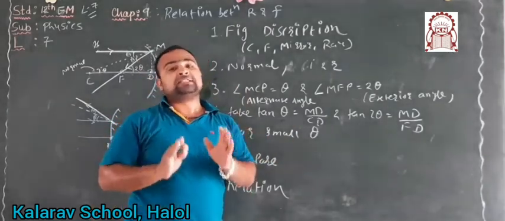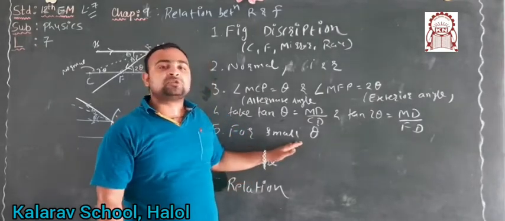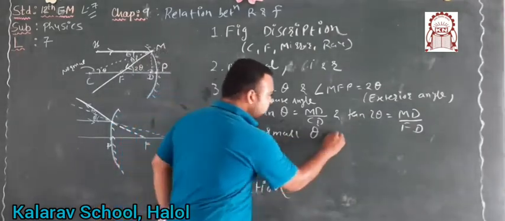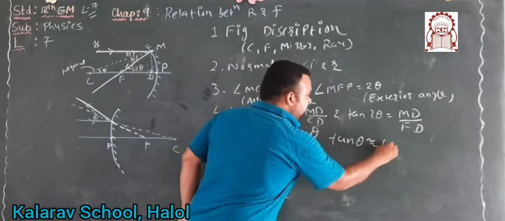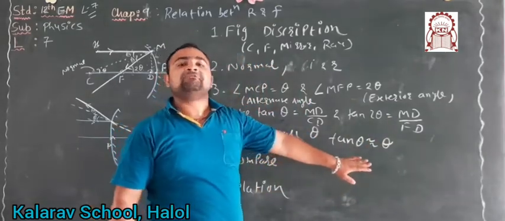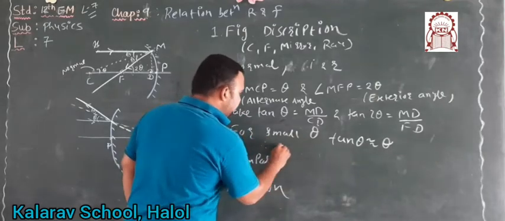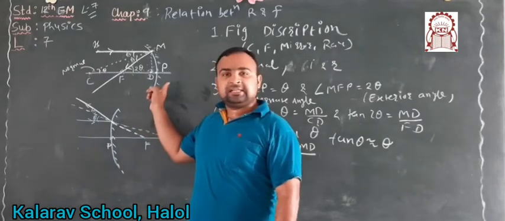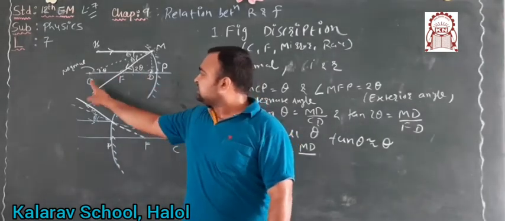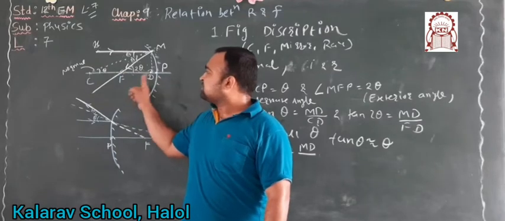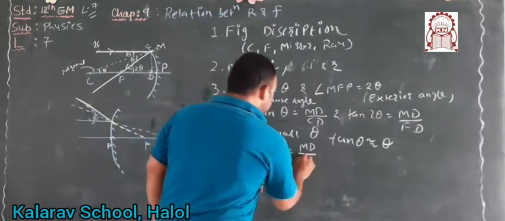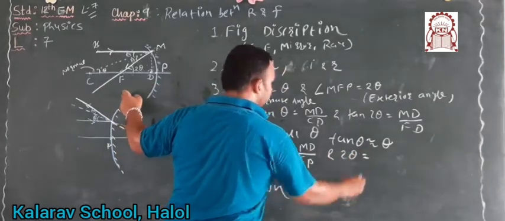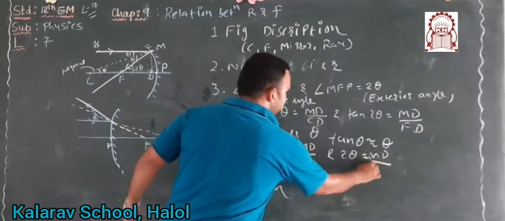Okay, in most of the theories of ray optics you will see this concept: if you consider your angles to be of a smaller value, then tan theta will be equivalent to theta. So the above equation will be rewritten as theta equal to MD divided by CD, and we know that D and P points we consider as the same point. So in place of CD what will we write? CP. And in place of FD we can write FP. So theta equals MD divided by CP, and 2 theta equals MD divided by FP.